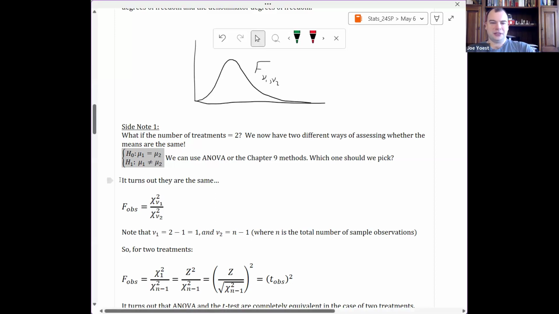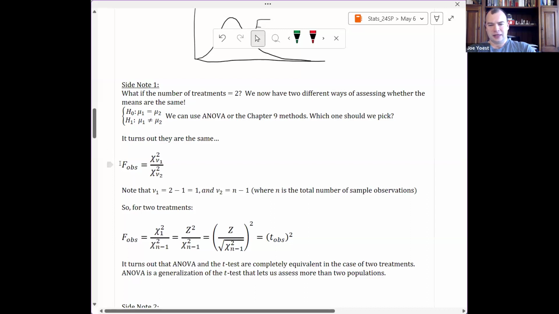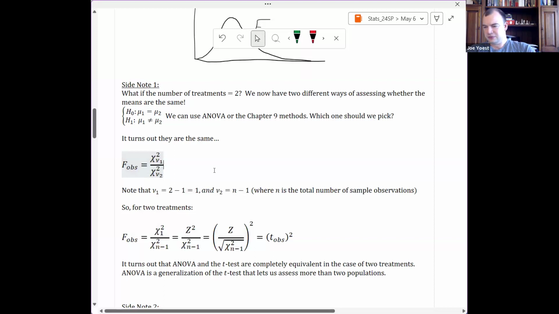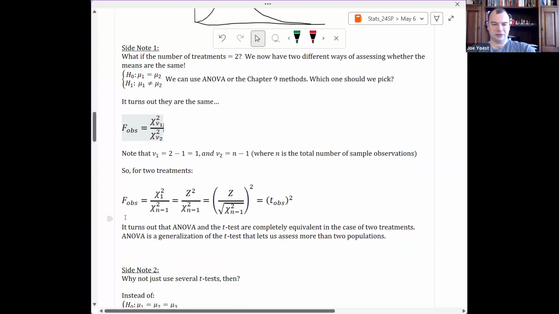Well, it turns out that they're actually exactly the same in the case n equals 2. And here's a little bit of a note on why that is. For time considerations, maybe I'll skip over this bit, but this is just giving a short argument as to why they are the same. Importantly, nu1 equals 1. A chi-squared with 1 degree of freedom is just the square of a standard normal. So that's really the driving factor here.